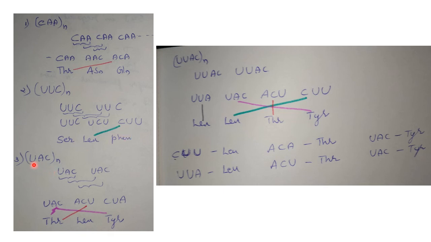But we are conducting other experiments like UAC repeats. In UAC repeats you get UAC, ACU, CUA, that code for threonine, leucine and tyrosine. But which codon codes for what, we exactly don't know. Similarly, UUAC repeats, you will get four different codons that may be coding for leucine, threonine and tyrosine. Now if you look at all four of these experiments, you can see that CUU is present here as well as here. So it might be coding for leucine. So CUU for leucine may be correct.